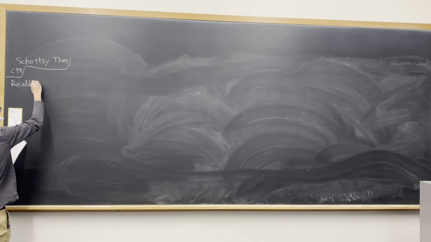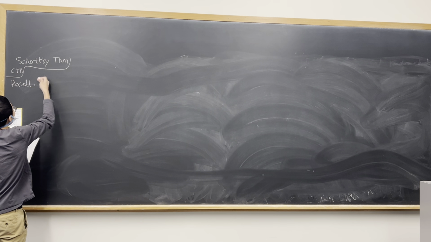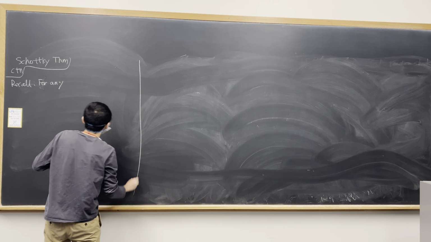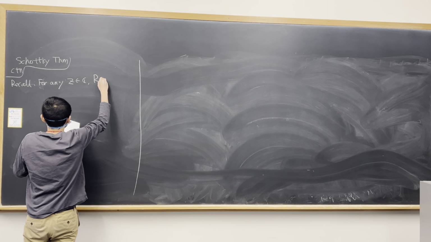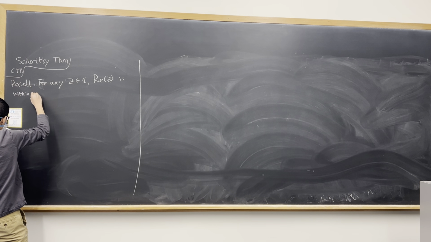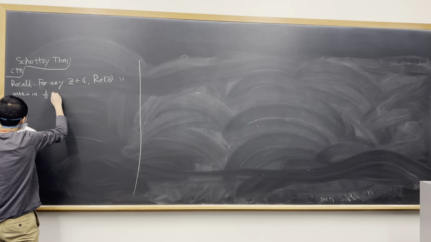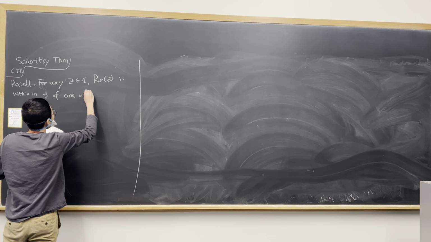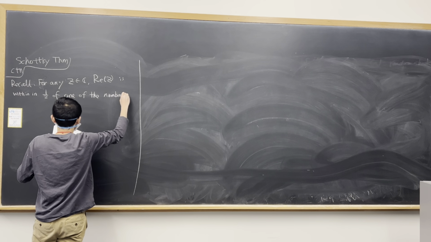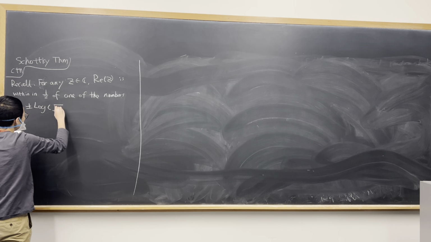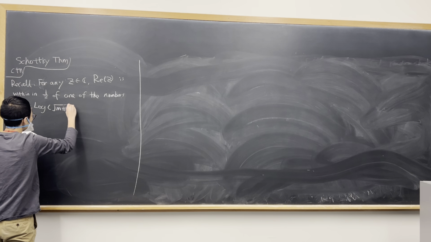Let's recall. So last time we showed that for any v in C, we show that the real part of the z is within one half of one of the numbers plus or minus natural log of square root of n plus 1 plus square root of n.